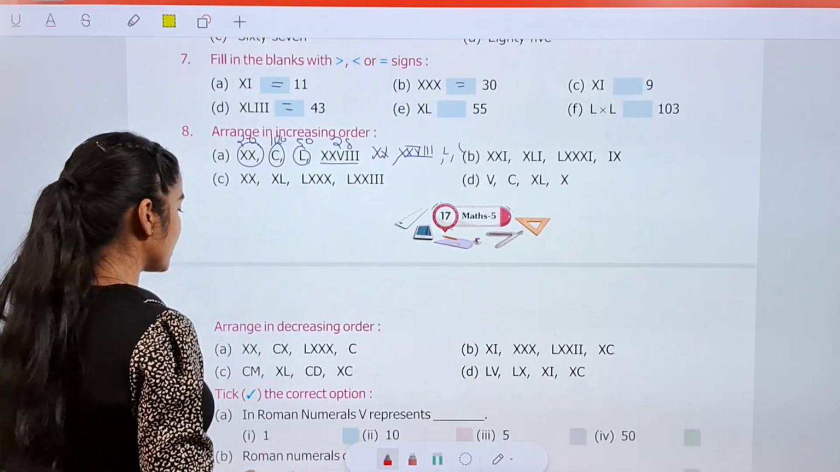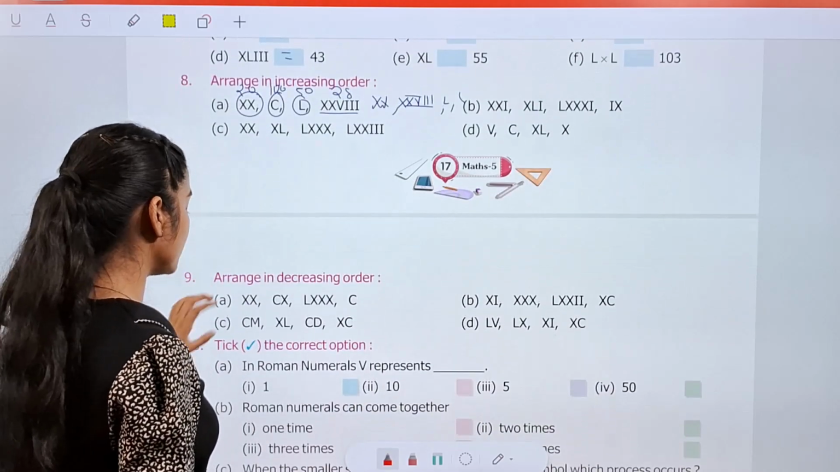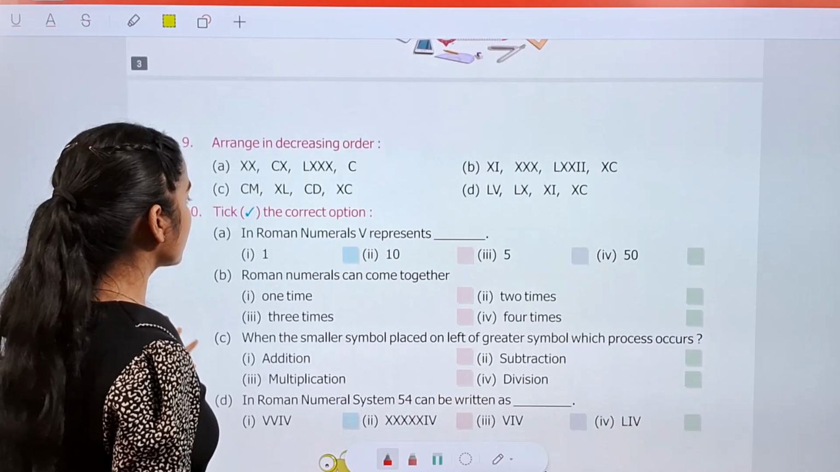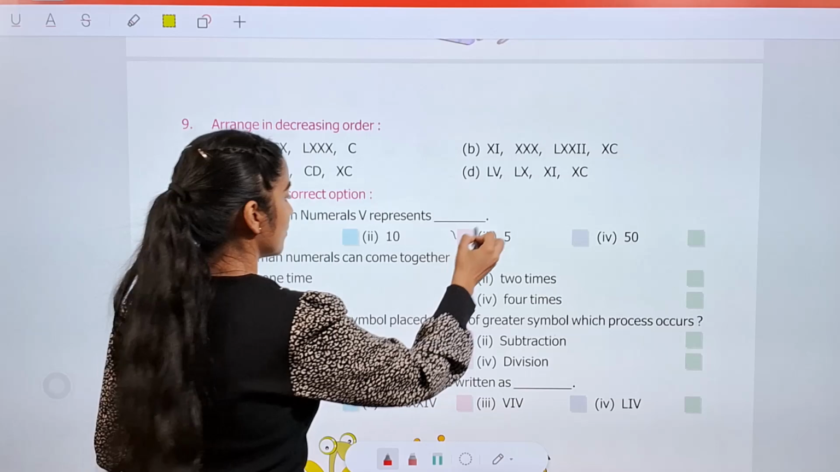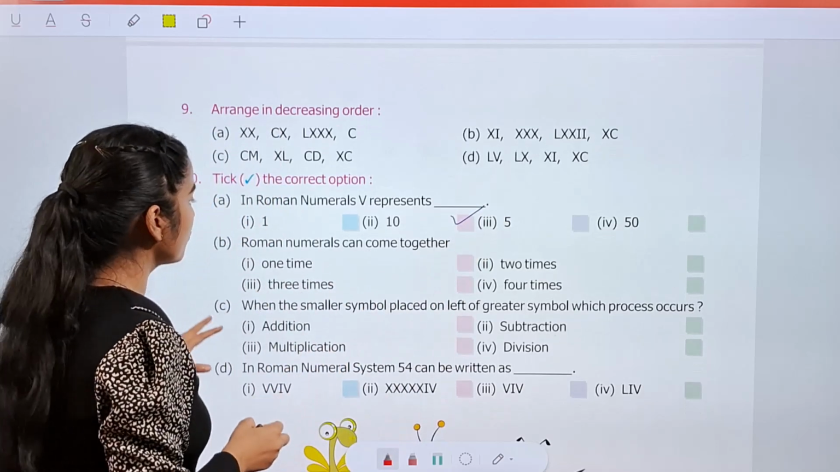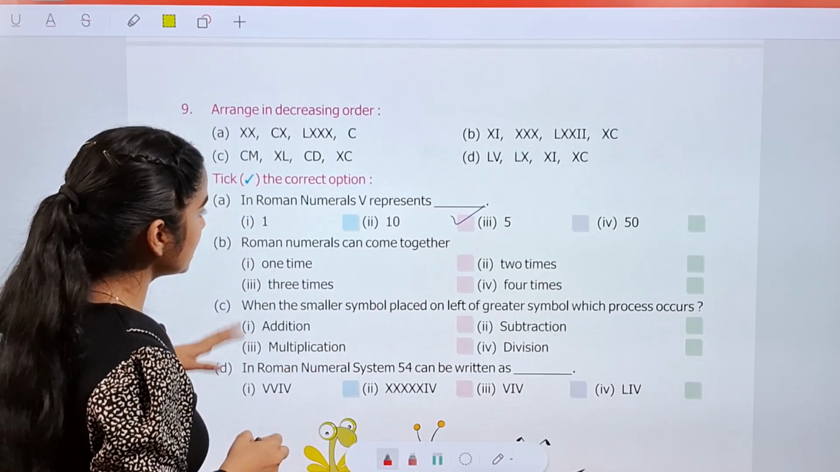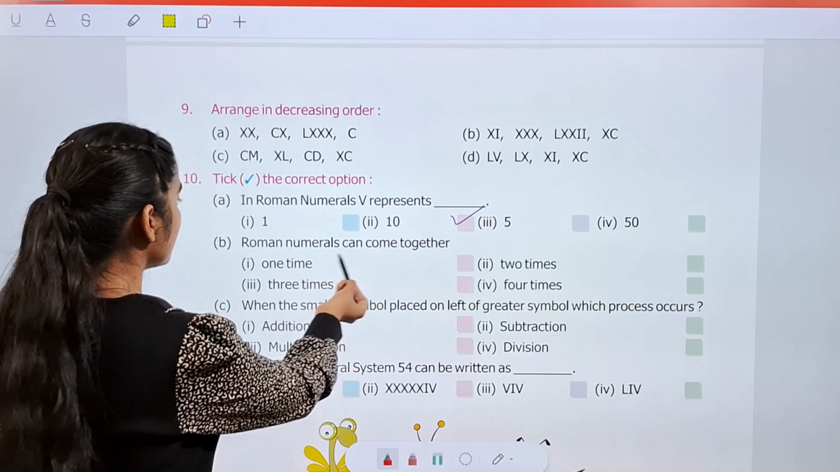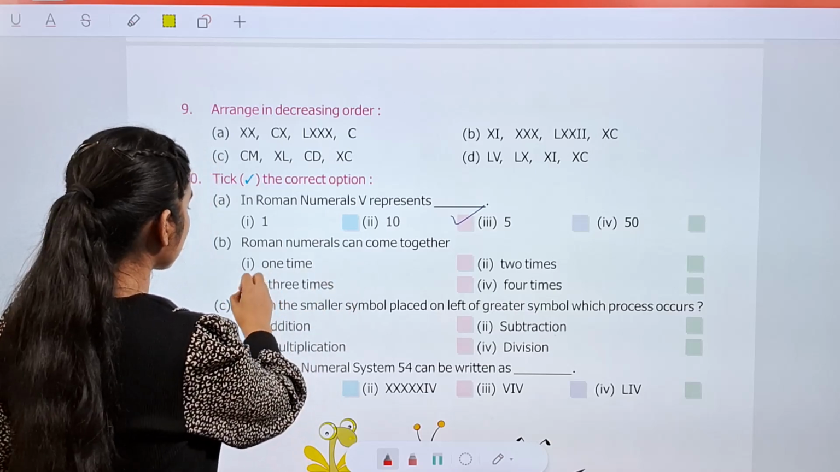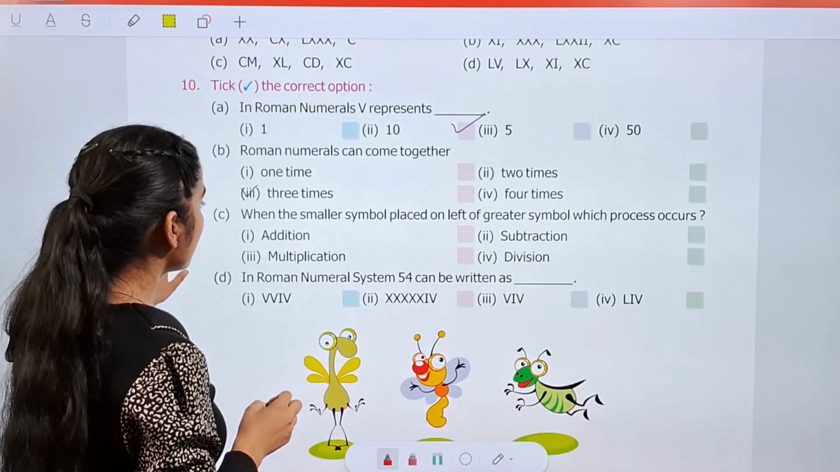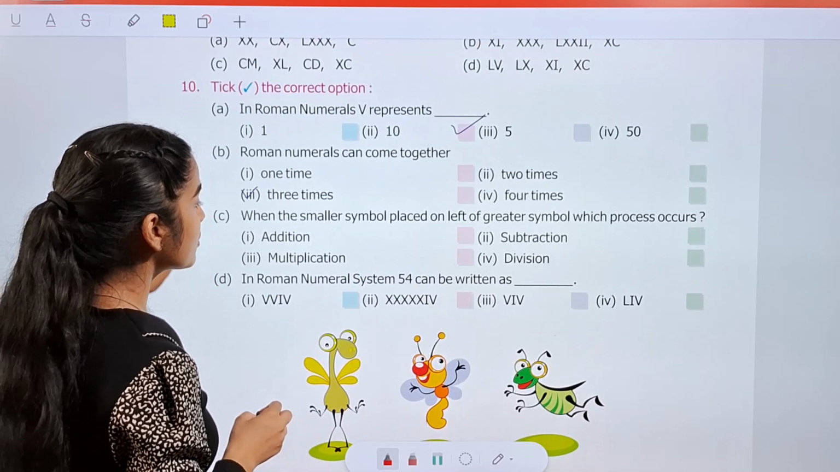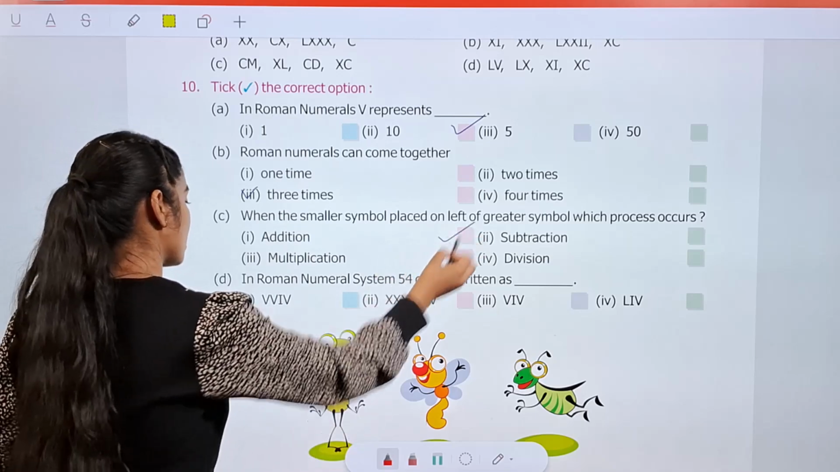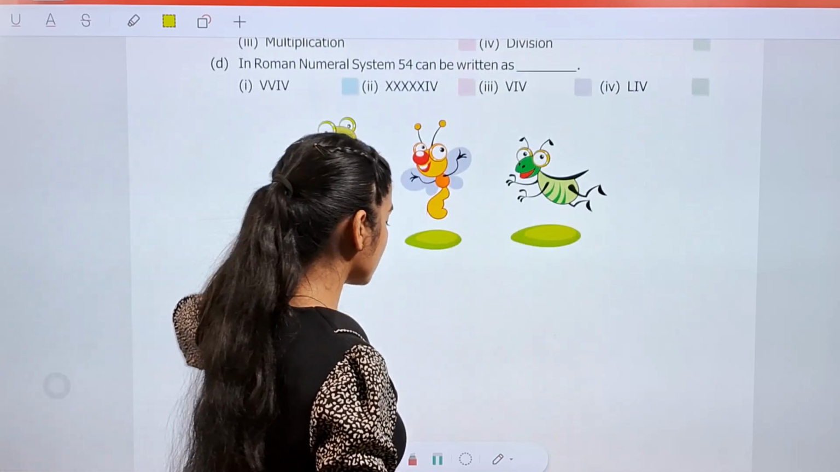Okay. Now arranging in descending order. So you have to repeat the vice versa here. Take the correct option. In Roman numbers, V represents 5. In Roman numerals, a symbol can come together 1 time, 3 times, 2 times, 4 times. Roman numerals can come together 3 times but for specific numbers. When a smaller symbol is placed on the left of a greater symbol, which process can occur? Subtraction. So in that way you have to answer this question, students.